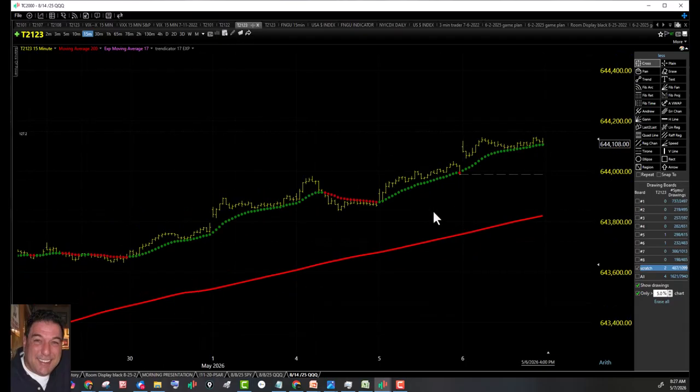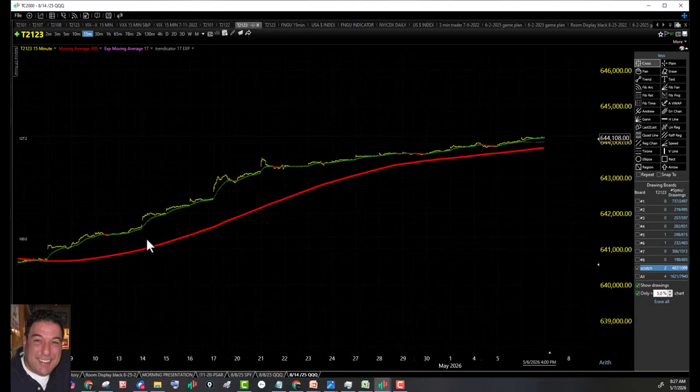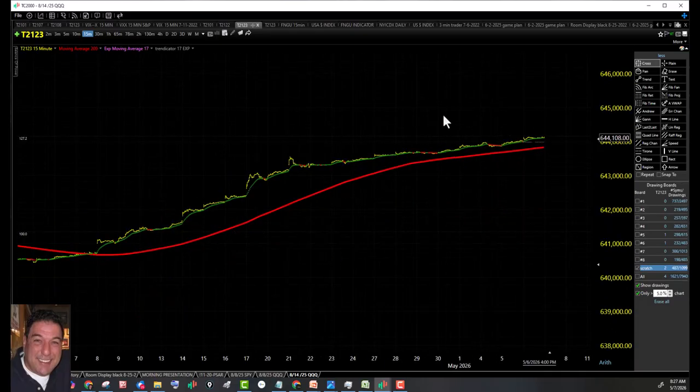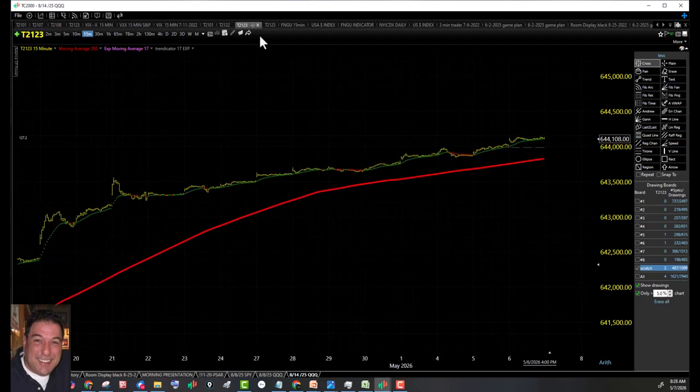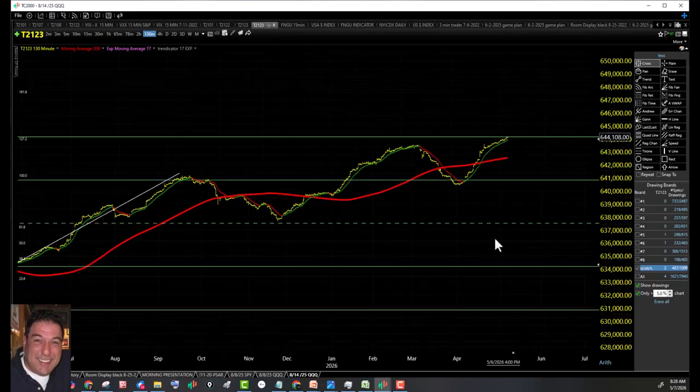I haven't seen a bear around in a long time. All right? So T2123, 15-minute chart, bullish and in an uptrend. Same with the 3-bar chart.